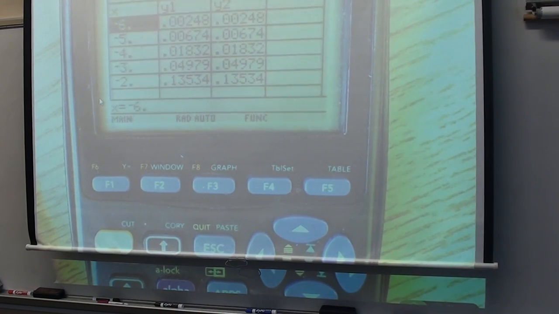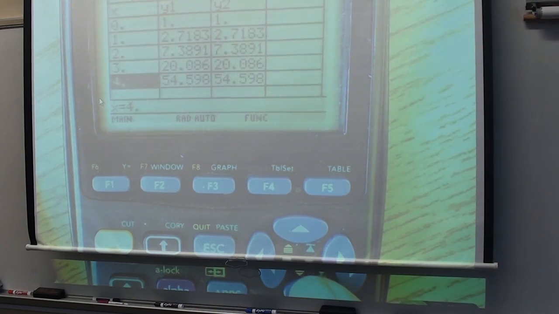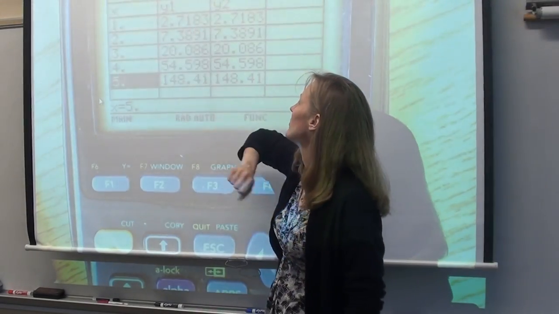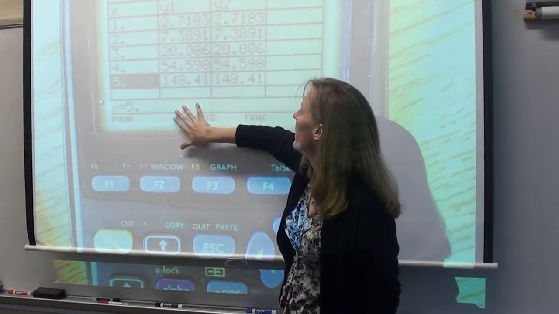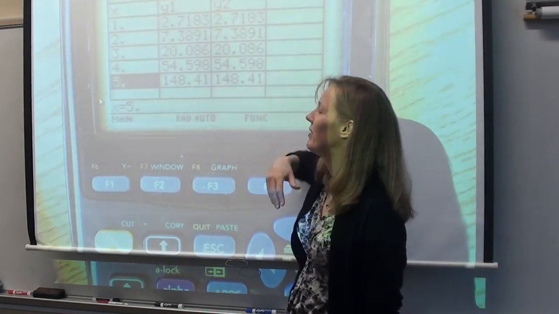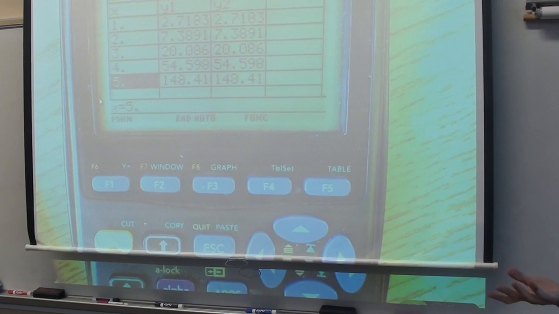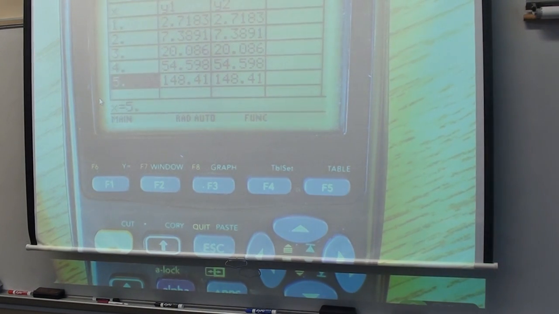So y1 has the values of e to the x for a bunch of values of x. There's the actual e, e to the first, 2.718 rounded. In y2 we have the derivative of e to the x. So what do you think the derivative of e to the x is? It's e to the x. E to the x is its own derivative.